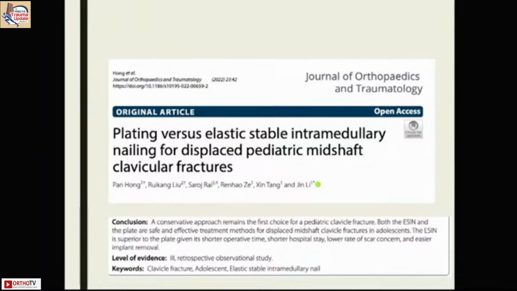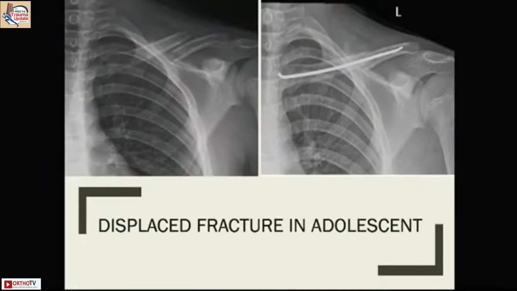You can do it as a simple procedure, and it gives very good results, and it's also cosmetically much better. So in one such case, an adolescent displaced fracture, this can really be treated conservatively if the patient is ready to accept the mild cosmetic deformity that occurs following conservative treatment. If they're not accepting deformity, then you can choose TEN nailing, which is a less invasive procedure.